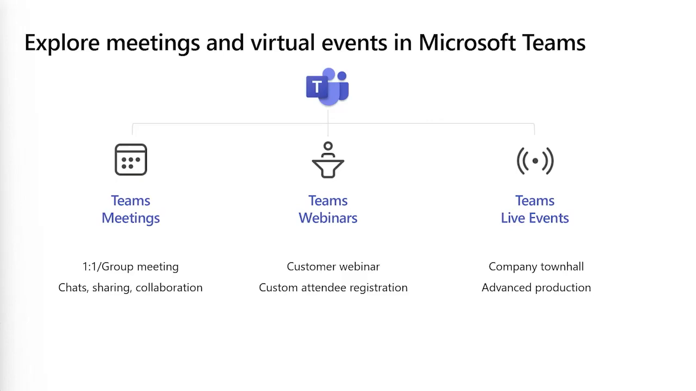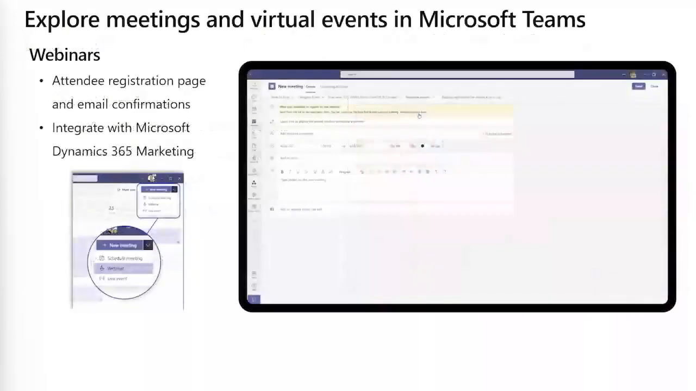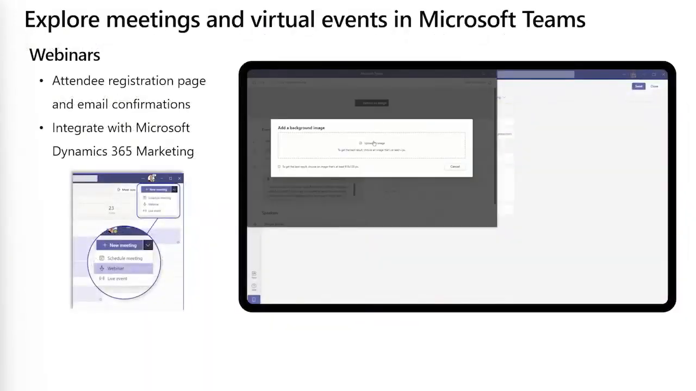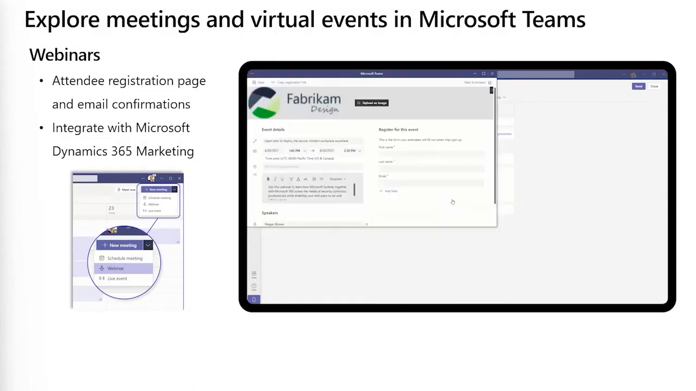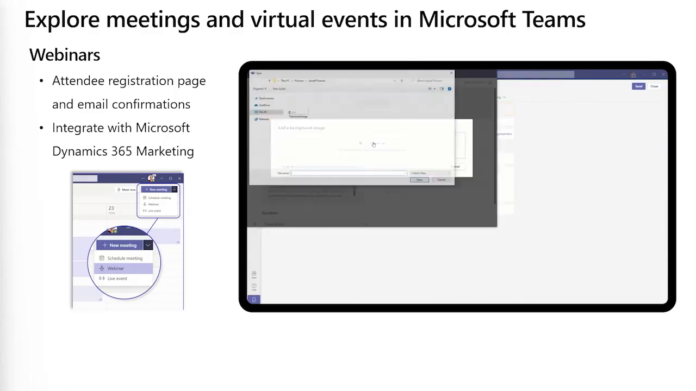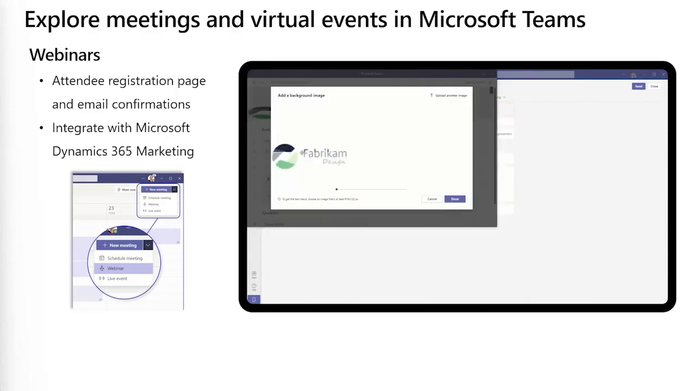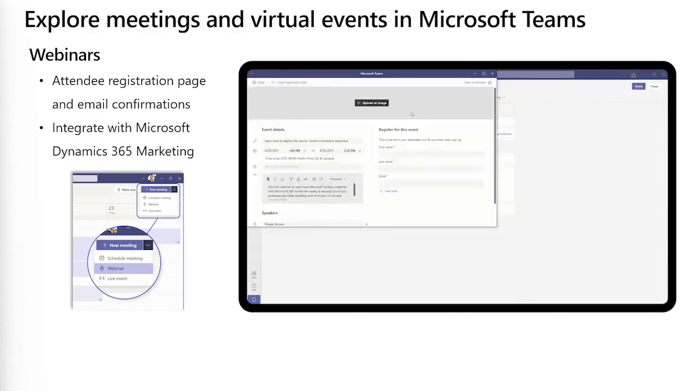Meetings have a maximum of 1,000 people. We can have breakout rooms in meetings, chat, video, we can share, we can enable apps for meetings, and they can be channel meetings, private meetings. Here's what a webinar looks like. So again, a custom attendee registration page is available. We can have branding, logos, backgrounds, and email confirmations. We can even restrict attendance based on answers to some pre-webinar questions.